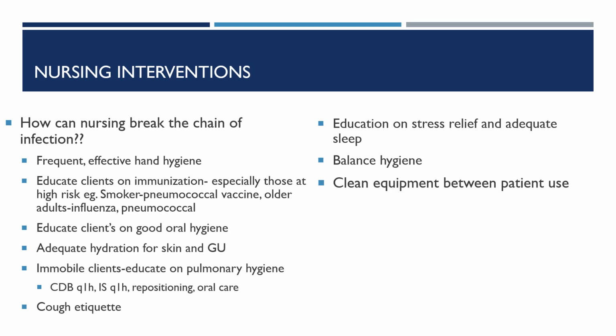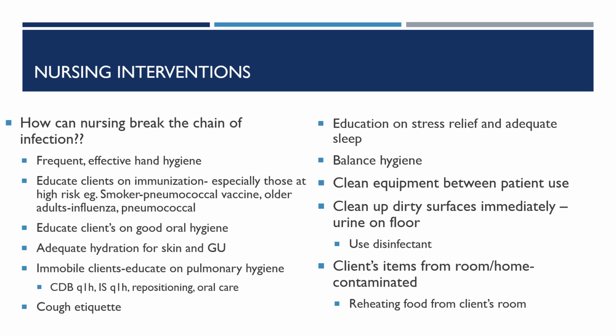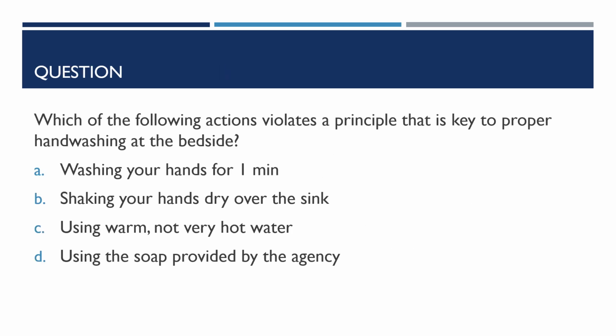So again, balance hygiene, clean equipment between patient use, clean up dirty surfaces immediately. Urine on the floor, use a disinfectant. Client's items from room, home contaminated. Reheating food from the client's room: once that food goes into the client's room, it stays in the client's room. It doesn't come out, because we don't want to cross-contaminate throughout the whole department from the microwave.